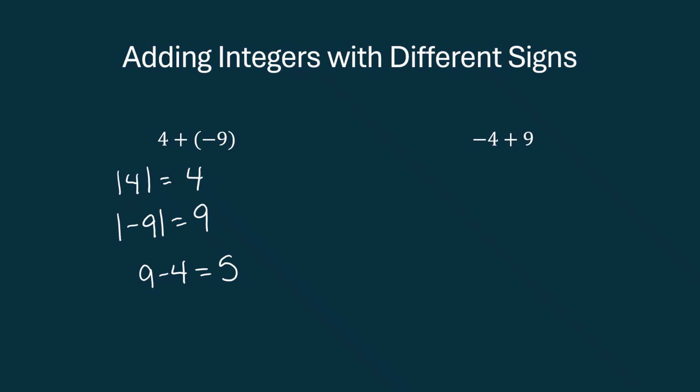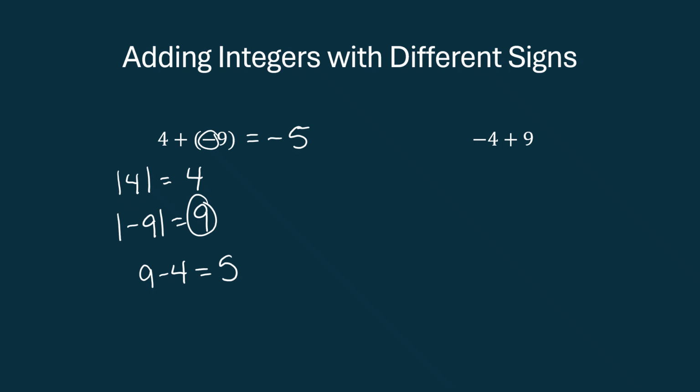The last step is we're going to take the sign of the largest absolute value, and that's going to be the sign of our answer. So of the two absolute values, 9 was the largest, and since in the original problem, 9 was negative, 4 plus negative 9 is going to be negative 5, because that larger of the two absolute values was negative, so the resulting integer also has to be negative.